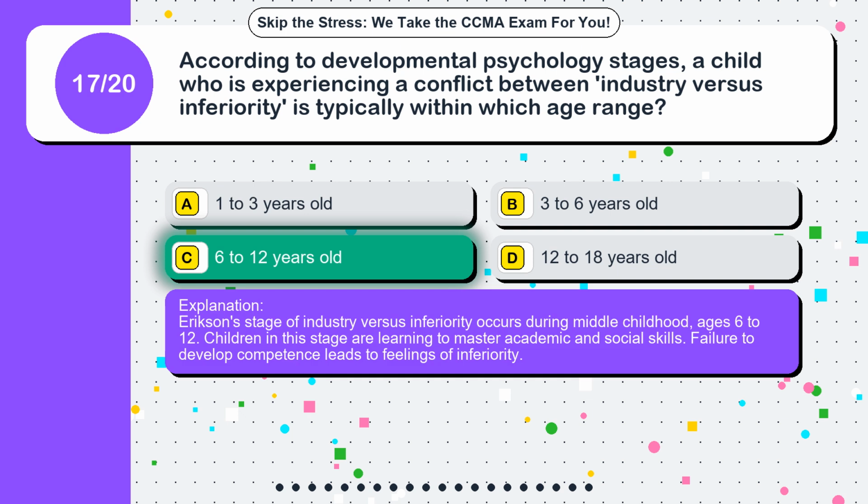Erikson's stage of industry versus inferiority occurs during middle childhood, ages 6 to 12. Children in this stage are learning to master academic and social skills. Failure to develop competence leads to feelings of inferiority.